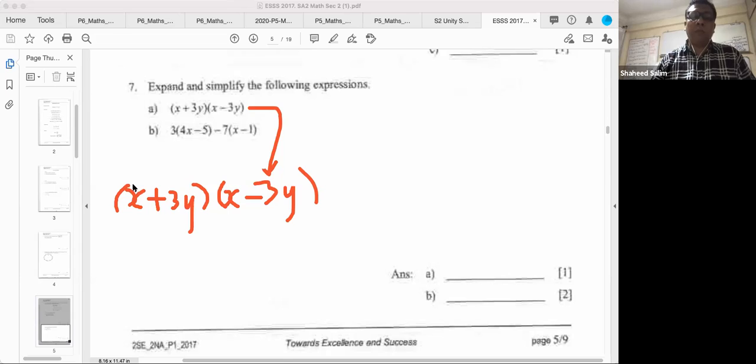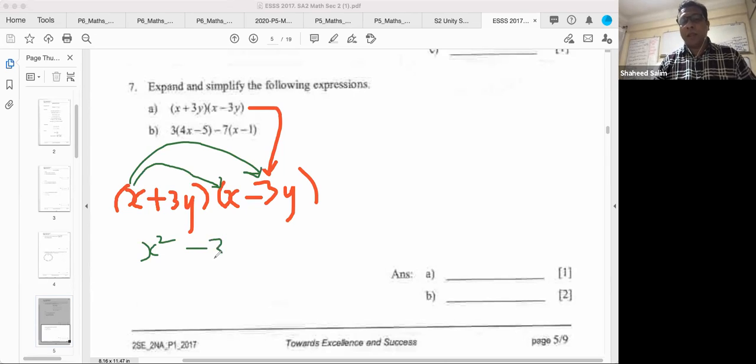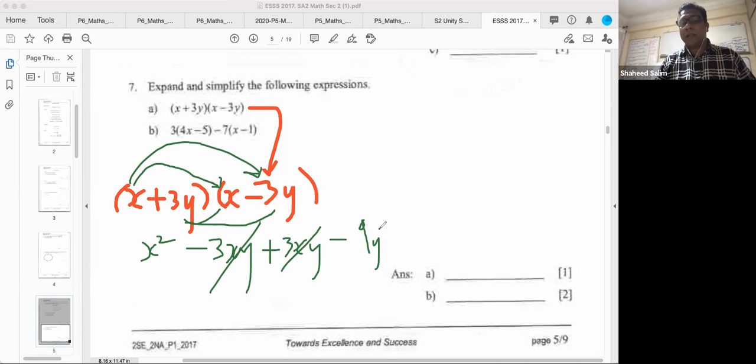You understood before, may have forgotten. Fire down here, you fire. What do you mean fire? x times x, x squared. And then times the next one: x times 3y, minus 3xy. And then 3y times x, plus 3xy. You know that this one is going to be cancelled off, right? Plus and minus is going to be cancelled off. And the last one, 3y times 3y: 3 times 3, 9, y times y, y squared. So the final answer is x squared minus 9y squared.